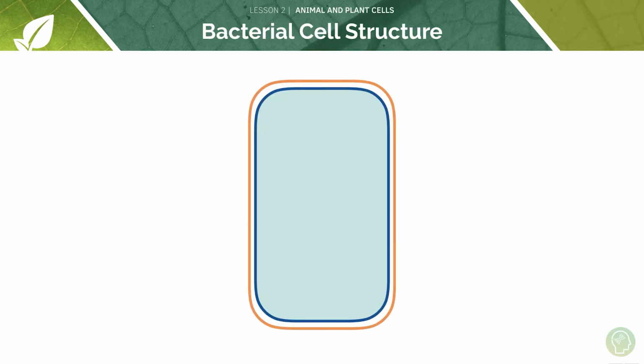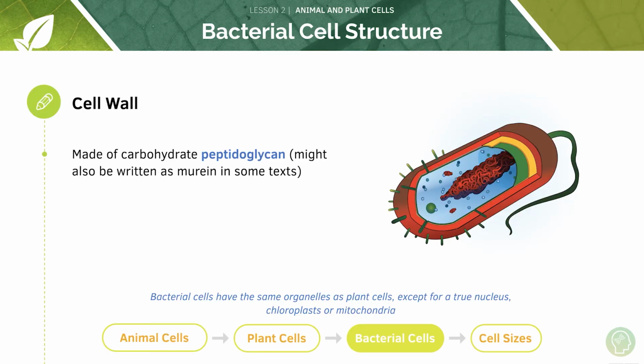Now let's move on and have a look at bacterial cells. Bacterial cells have all of the organelles that plant cells do, except for a true nucleus, chloroplasts, or mitochondria. You can see the cell wall here. We saw in the plant cell, the cell wall was made of cellulose. But in a bacterial cell, the cell wall is instead made up of peptidoglycan. But at the end of the day, the cell wall provides the same function. It provides rigidity to the cell.